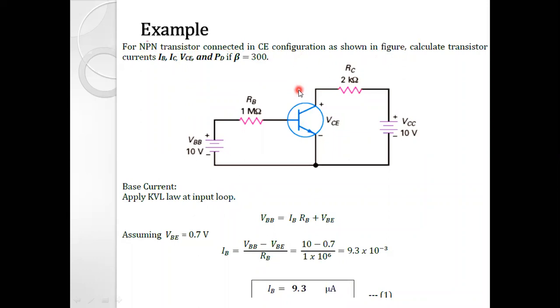So most of the data to solve the unknown parameters are given. The question is, calculate transistor currents IB, base current, IC, collector current, VCE, that is the voltage between collector and emitter terminal, which is shown over here, and PD, that is the dissipation power. And the value of beta in the problem statement is given as 300, right?